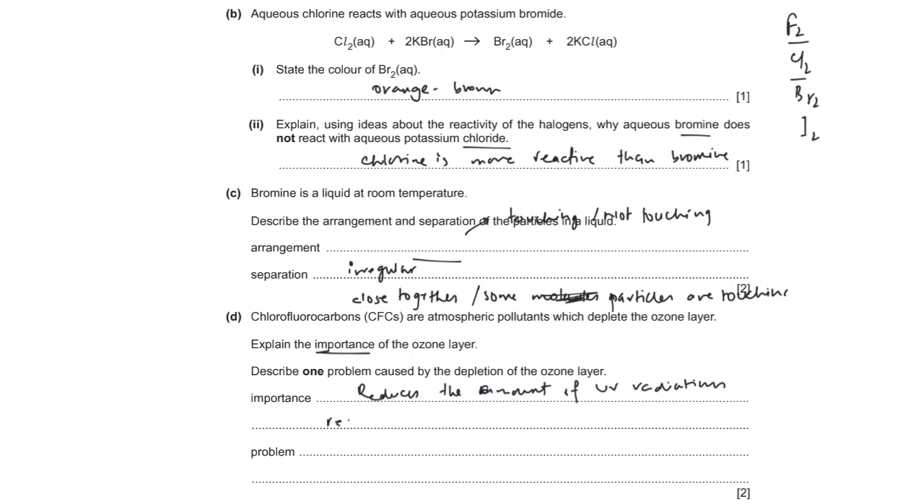UV radiations reaching Earth. And what is the problem associated with it? Like if UV radiations reach Earth, then what is the problem with it? UV radiations have a very harmful impact on our skin. So one of the leading issues with UV radiations is that they can cause skin cancer. They can cause skin cancer.